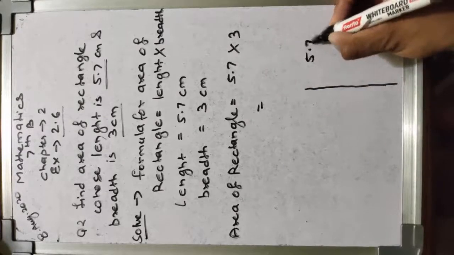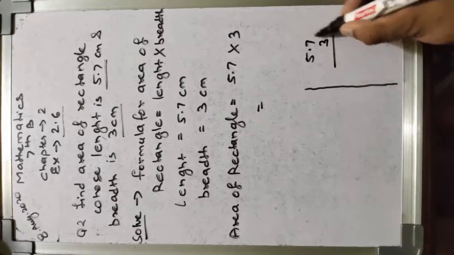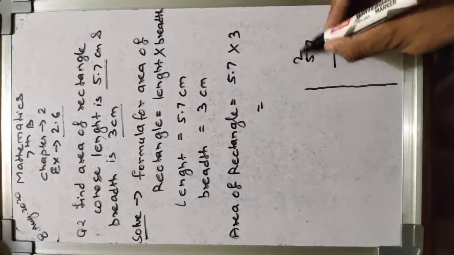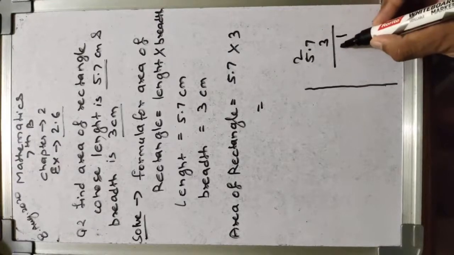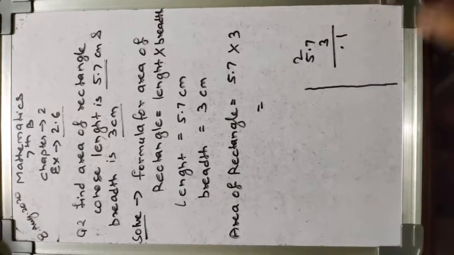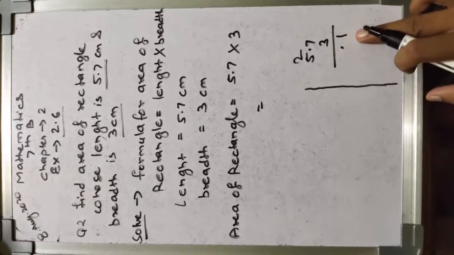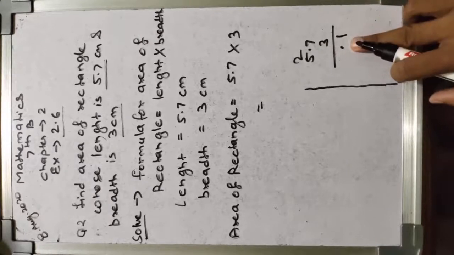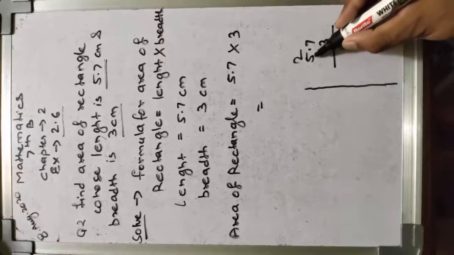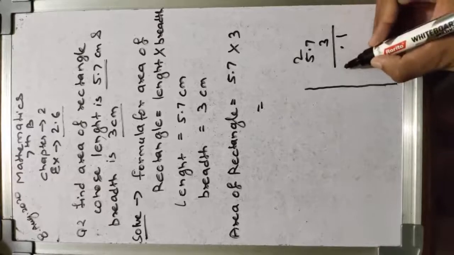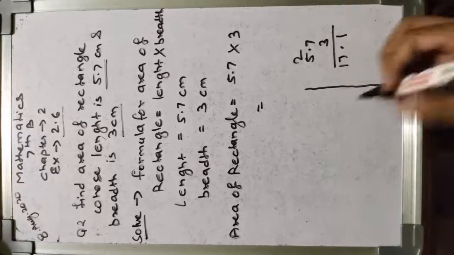I am multiplying it directly. 7 3s are 21 here, carry 2, and put the decimal as it is. Because after first digit from right hand side there is decimal. 5 3s are 15 and 2 17, so 17.1.